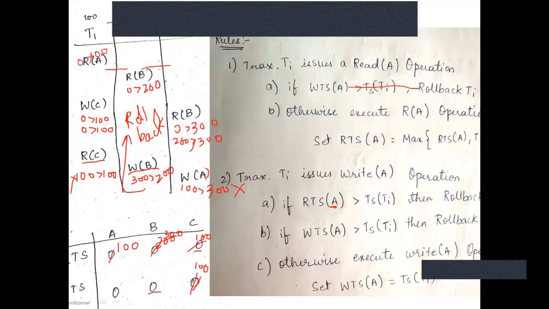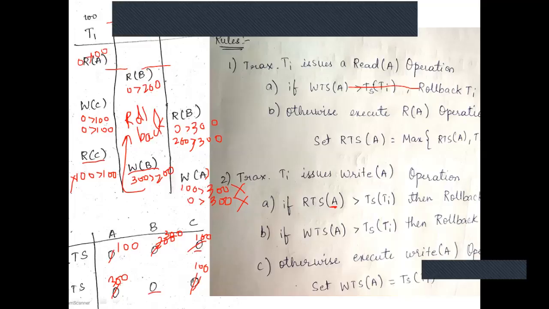Next, WTS of A. What is the WTS of A value here? It is 0. So 0 is greater than TS of T3, that is 300 again. Is it satisfying? No. So what shall I do? 300 should be assigned to WTS of A. So that is 300. This is the solution, how you have to solve timestamp based ordering.